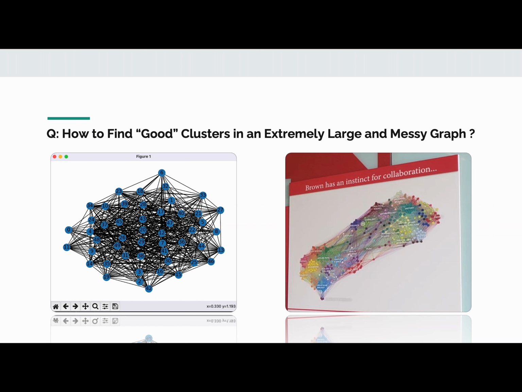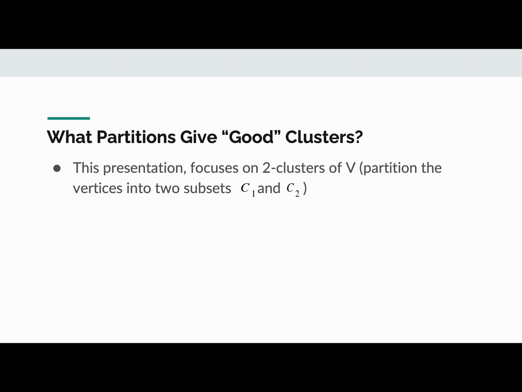The graph on the left is just a randomly generated graph with 50 vertices, and the graph on the right is a social connecting network outside the student center. We encourage you to try to find good clusters on these two graphs yourself. But you might want to ask, what even is a good cluster? Let's first look at some examples of good ones and bad ones.